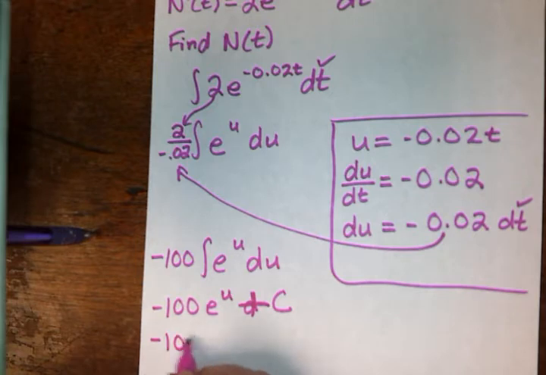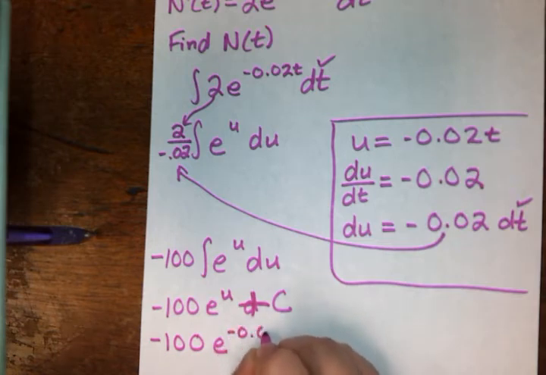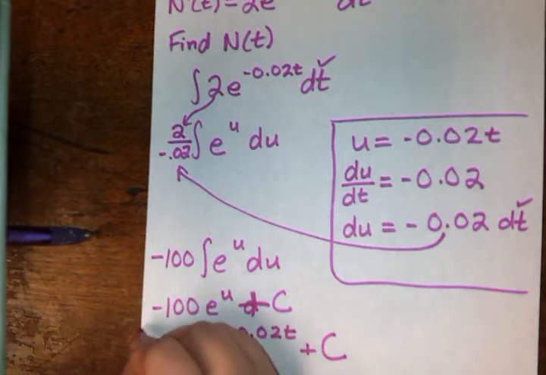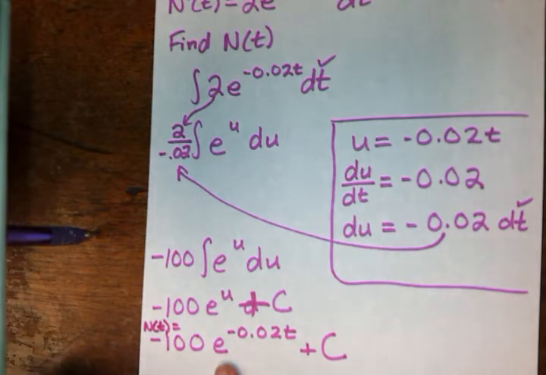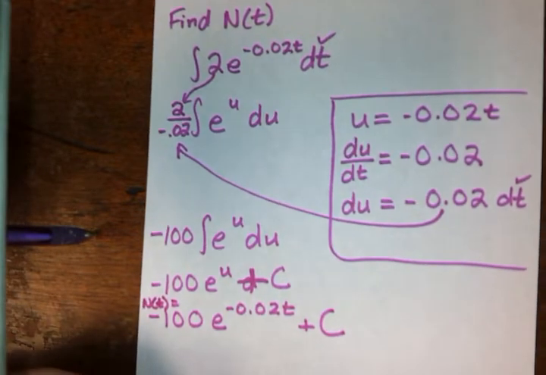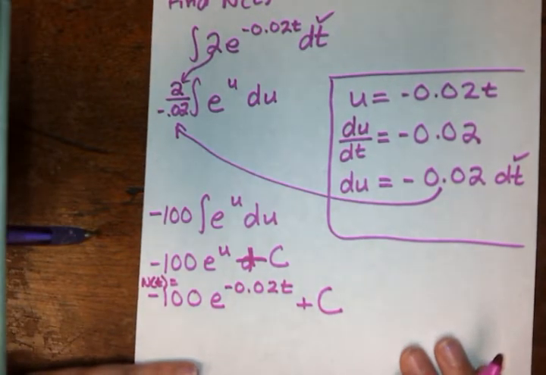And now I can just plug in what I found for u earlier. So that's negative 100 times e to the negative 0.02t plus c. So that's my n of t. So that's n of t equals this function: negative 100 times e to the negative 0.02t plus c. But they want the exact function.